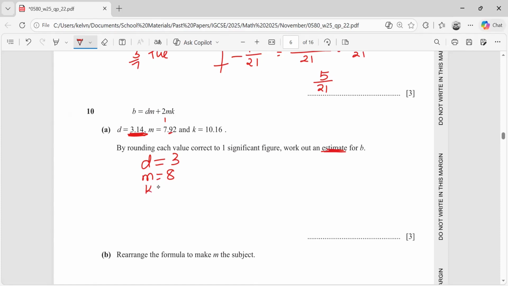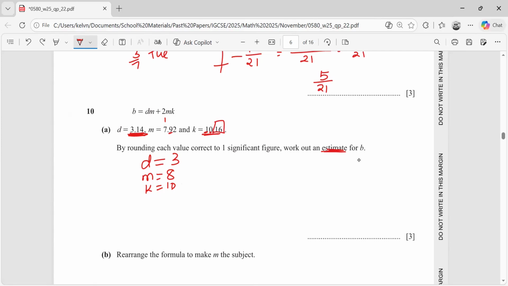And finally, K. K, we have 10.16. So rounded to one significant figure is basically going to just be 10. Just going to discard all of this. 1 is there. Generally, we don't count zeros as significant. That doesn't mean zeros are not important. They're actually very important. But when it comes to significance, we usually focus on values. So that's how we can say 1 is the significant figure in 10.